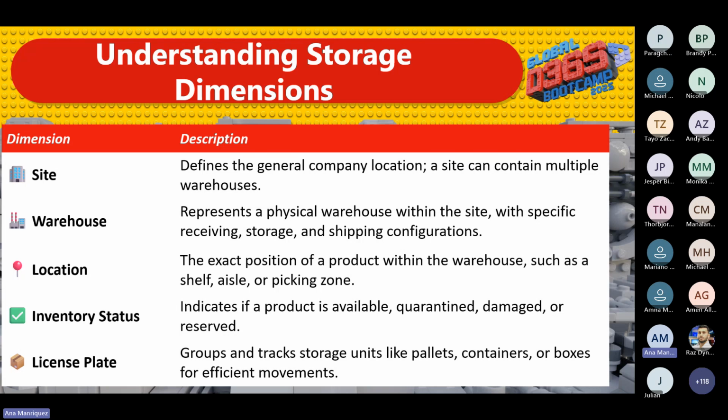And finally, we have the license plate. It's a group to track storage units like pallets, containers. In farmer companies it is a bin. You know, this large white box with 400 kilograms of avocados or apples or lemons. And this is a license plate. It's a unit. It's a whole unit. And in Dynamics it has a unique number. So it's critical for WMS. And in the demo, you can see that.